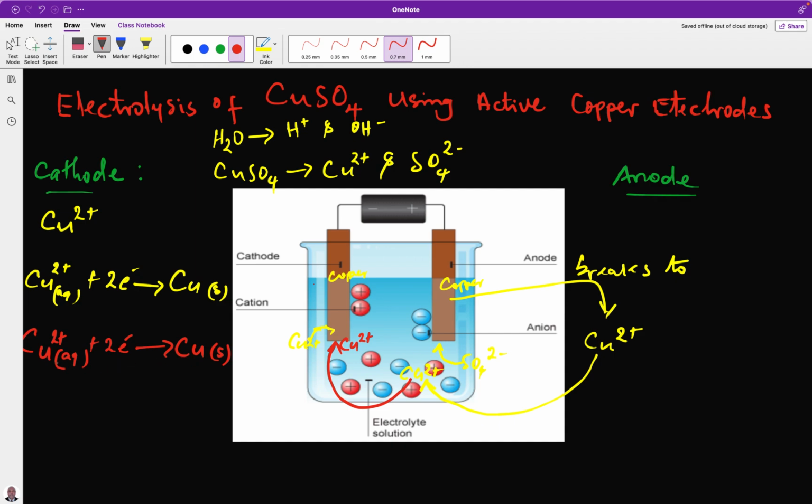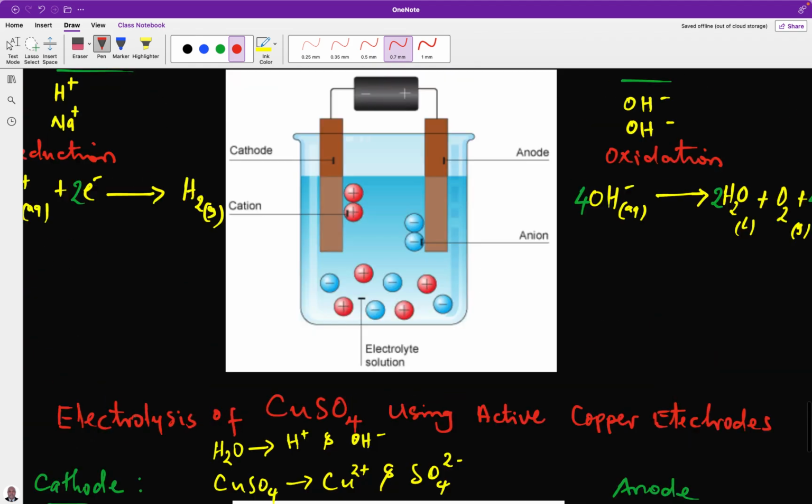It gains electron and is reduced and deposited as what? As copper solid at the cathode. That is what happens. Learners, be reminded that this process is usually used in electroplating and in copper refining.